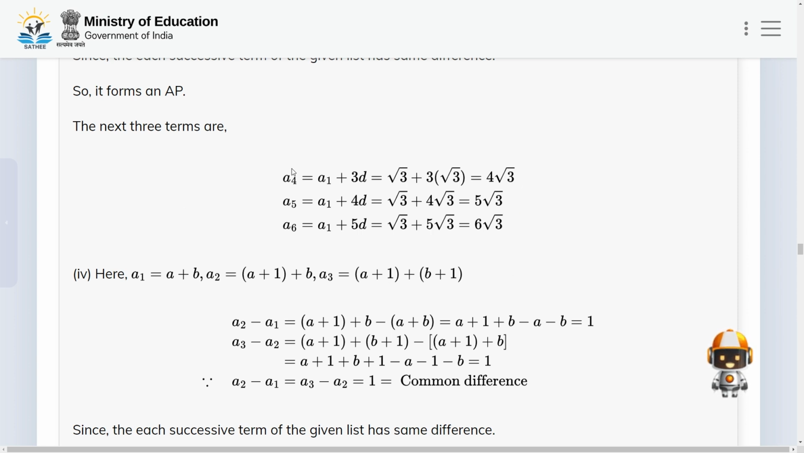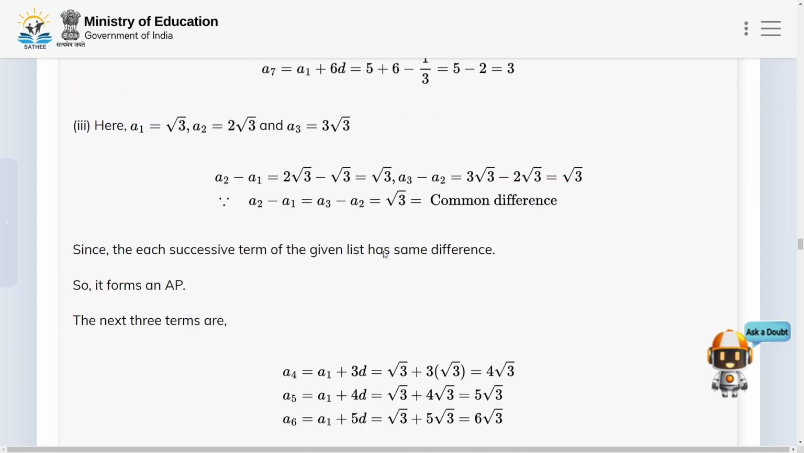So a4 is equal to a1 plus 3d, that is equal to √3 plus 3√3, that is equal to 4√3. a5 is equal to a1 plus 4d, this is equal to √3 plus 4√3, that is equal to 5√3. And a6 is equal to a1 plus 5d, this is equal to √3 plus 5√3, that is equal to 6√3. Okay, and now let us move to the fourth one.